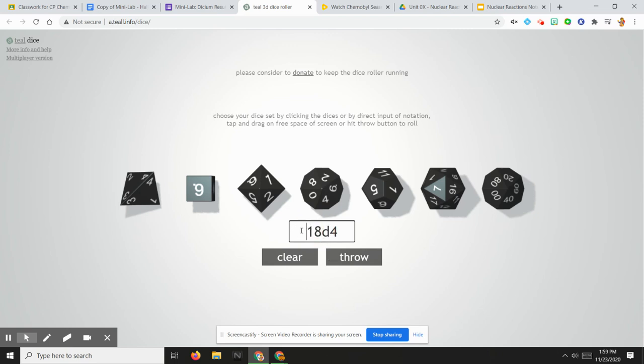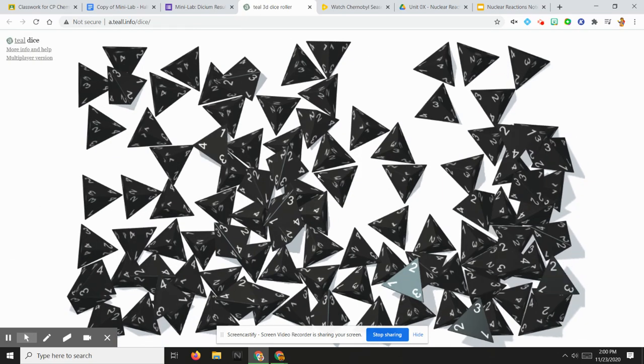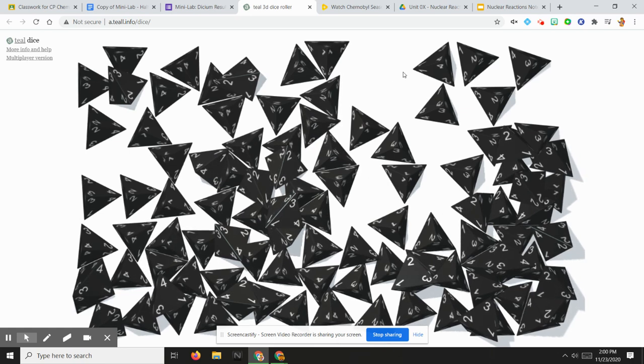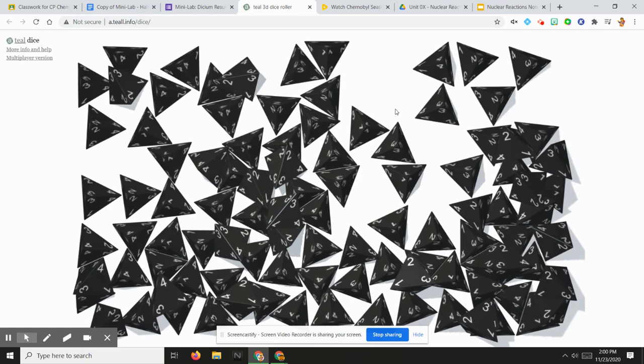Now, the interesting thing with D4 dice is it doesn't matter if I start with 40. It doesn't matter if I start with 20. It doesn't matter if I even start with 100. All right? After about 2 or 3 rolls, half of the dice will have broken down.